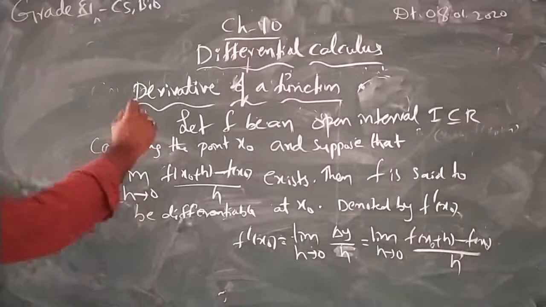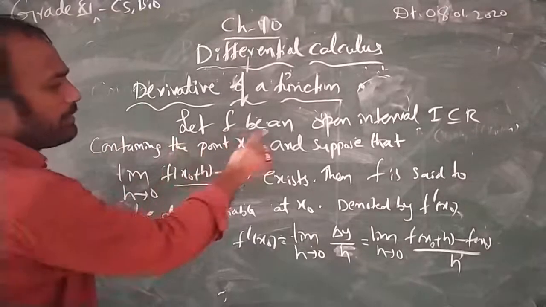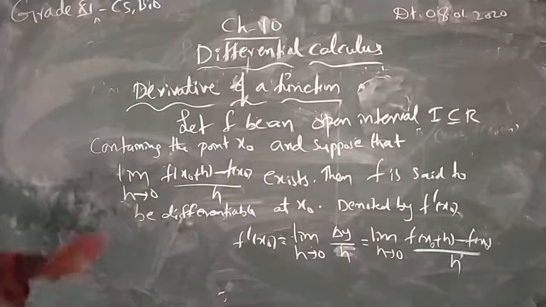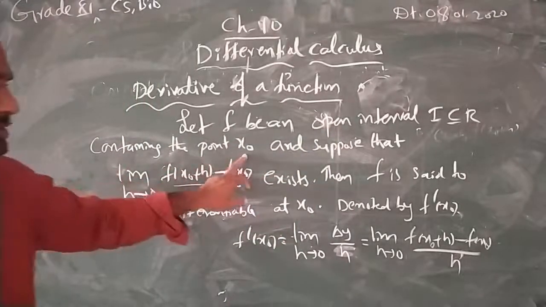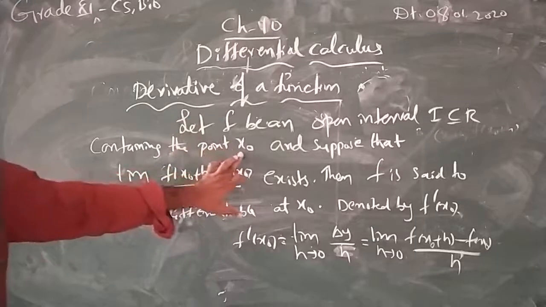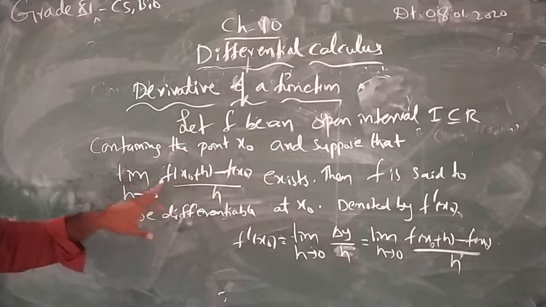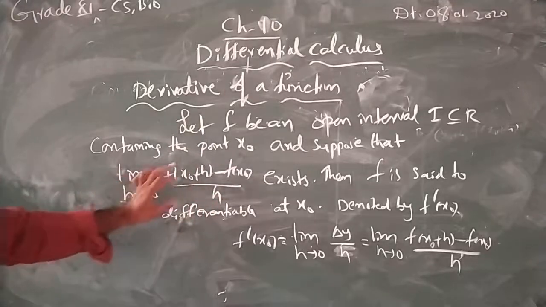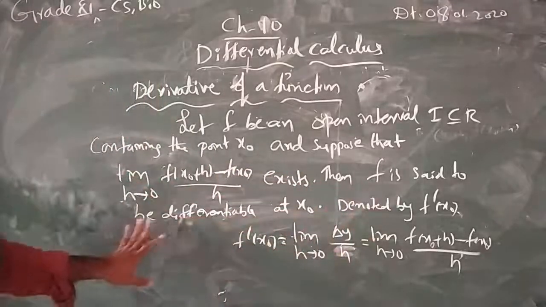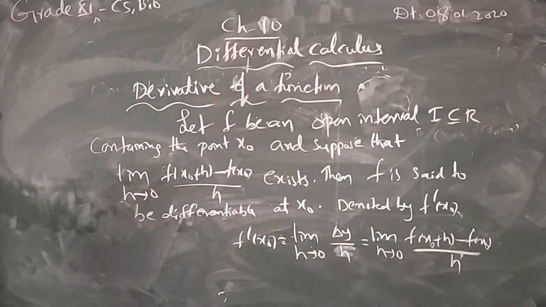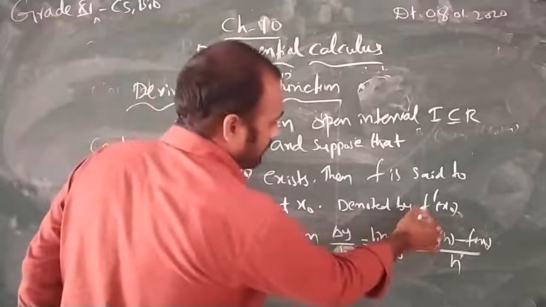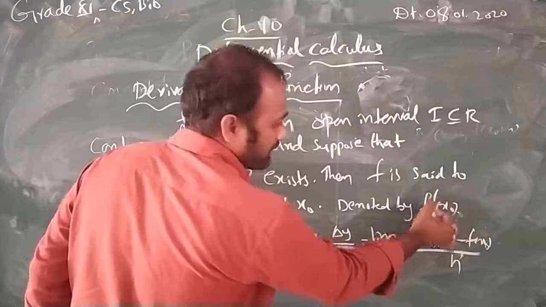Next, let us see the derivative definition here. Let f be a function defined on an open interval containing the point x naught. So in that function x naught is the point. Suppose that the limit exists, that is, the slope of the tangent exists, then f is said to be differentiable at x equals x naught. Then we denote it by f dash of x naught.